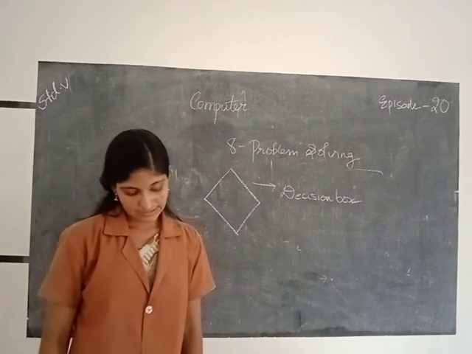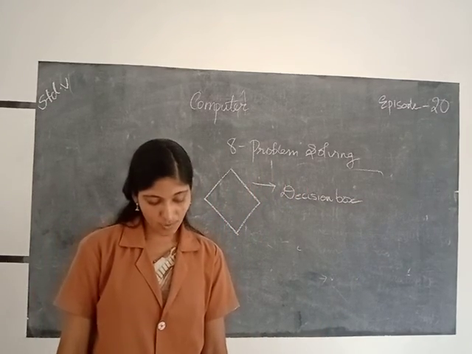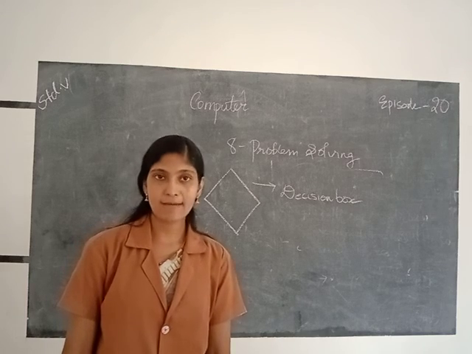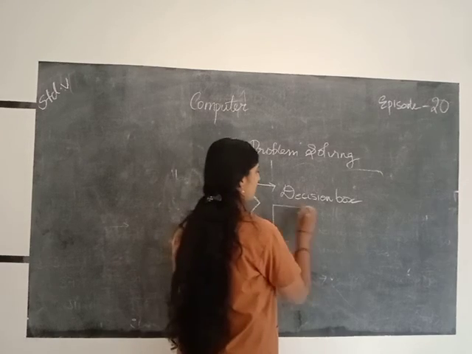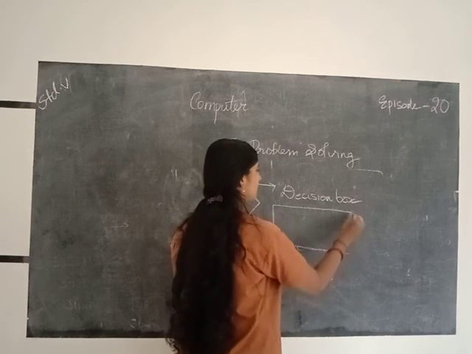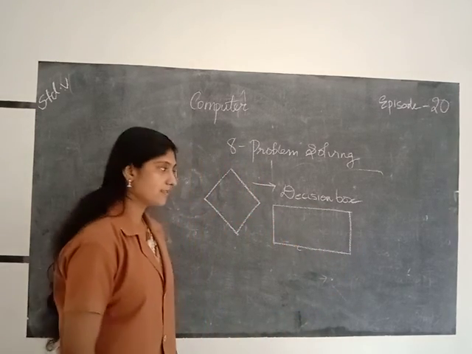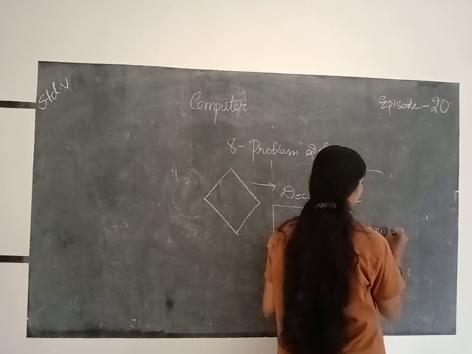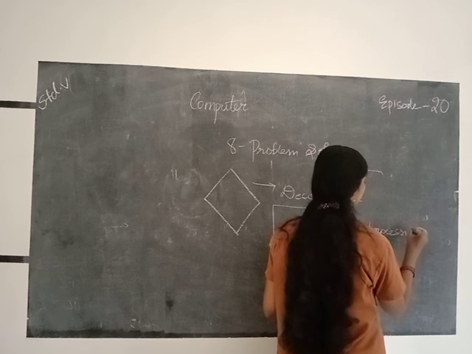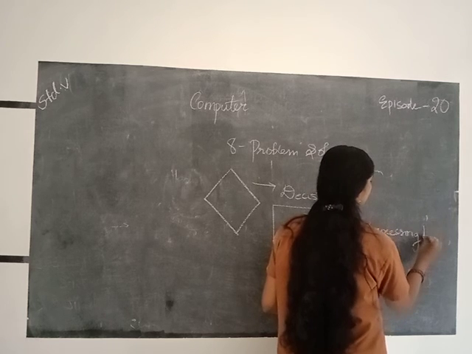Then next is, which box will you use to print the sum of two numbers? Which box is used? Processing box. A rectangle shaped box, that is known as processing box.